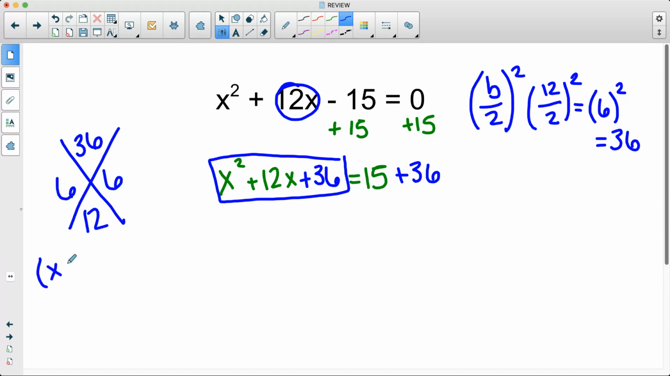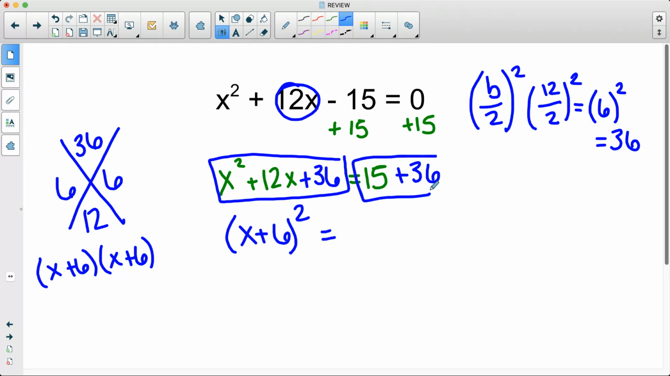If I were just factoring this, it would really be x plus 6 times x plus 6. But since they're the same exact thing, I can just rewrite it as x plus 6 to the second power, because the exponent 2 tells us that we're multiplying this x plus 6 out 2 times. Vertex form is always a binomial raised to the second power. Over on the right-hand side, I'm just going to combine like terms. So 15 plus 36 is 51.